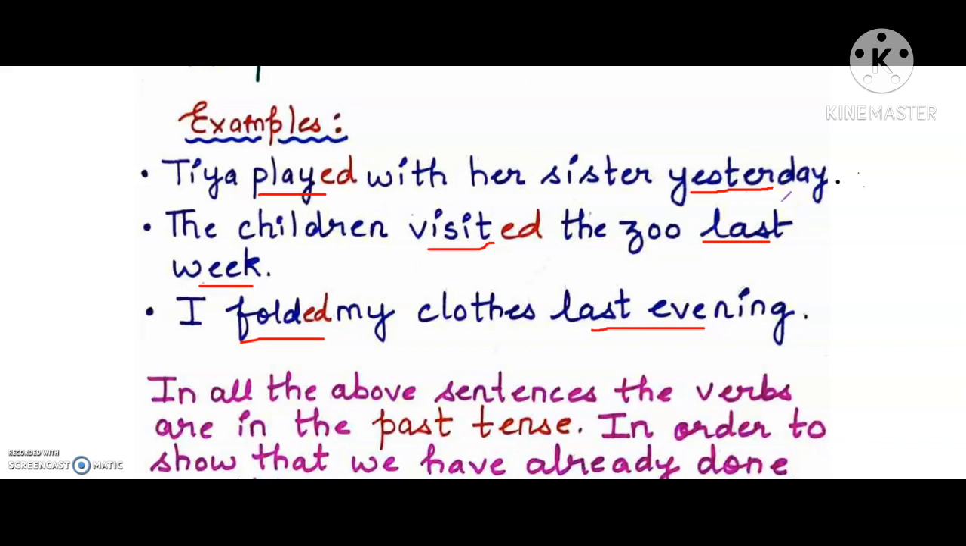It does not happen every day. And how can you make out? From these words: yesterday, last week, last evening. What is yesterday, children? The day before today. And what is tomorrow? The day after today. Okay?